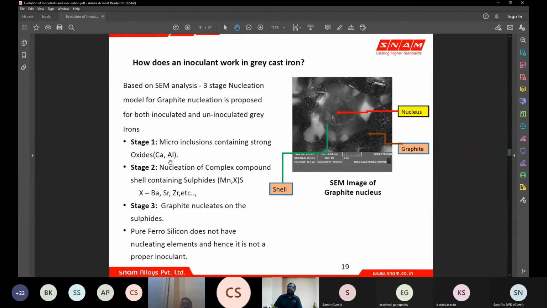And other than this MnS shell, there are other elements getting added when we do inoculation, like barium, strontium, zirconium, or calcium inoculants. When we add these inoculants, these elements combine with manganese and form this shell, the sulfur compound. It's a complex compound. It is not stoichiometrically MnS, and it's not stoichiometrically barium sulfide also. It is in a different ratio between manganese and sulfur. So when you add barium-based inoculant or strontium-based inoculant, it combines with the manganese present in the liquid metal and starts forming a shell around the nuclei which is present in the liquid metal.